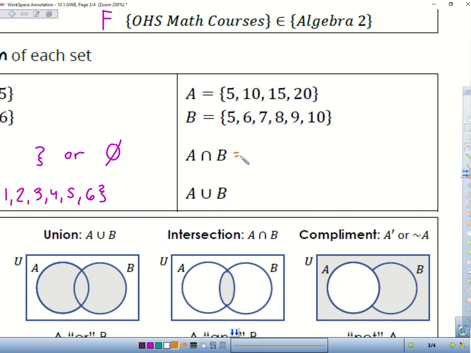Intersection. What do these sets have in common? 5 and 10. Good. And then if we merge them, basically find the union, that's everything that set B has, 5 and 20, and then everything that set A has as well, which we already included the 5 and 10, so we only have to include the 15 and the 20. Does that make sense? Okay.